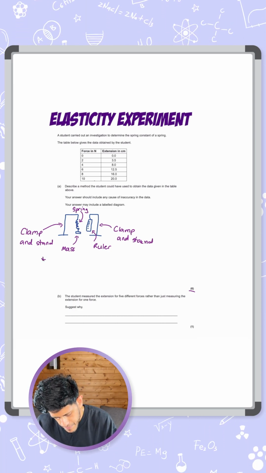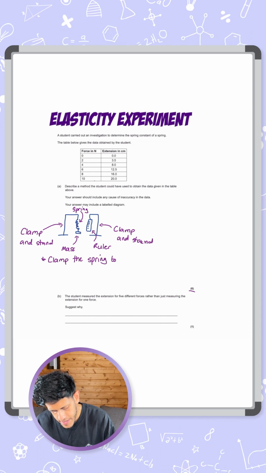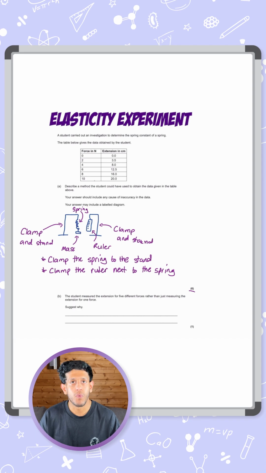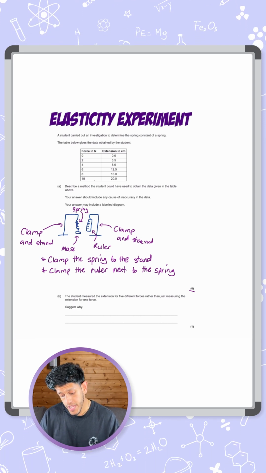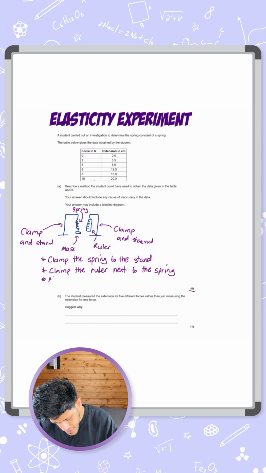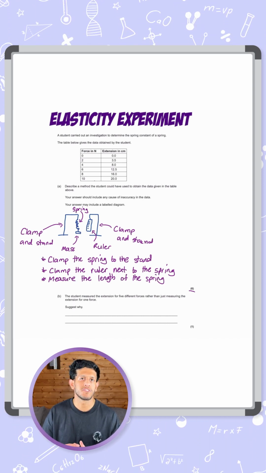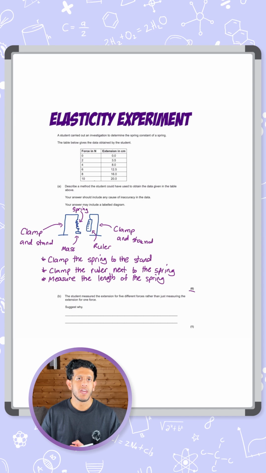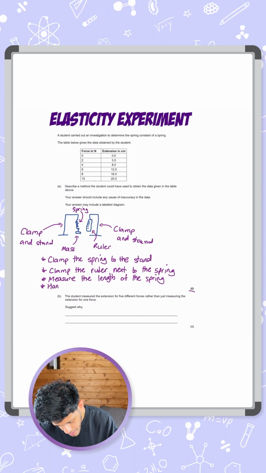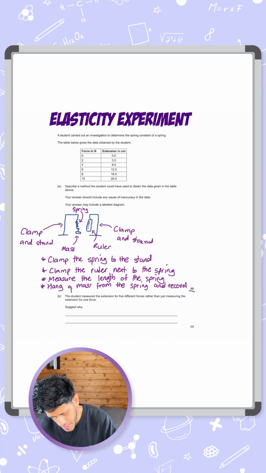So the first step I'm going to say is clamp the spring to the stand. I'll then say that we're going to clamp the ruler next to the spring, so then we have a way of measuring it. So now what we're going to measure is the original length of the spring. So measure the length of the spring. And then I mentioned that there's a mass involved, so now we're going to hang a mass from the spring and measure the new length of the spring. So hang a mass from the spring and record the new length.